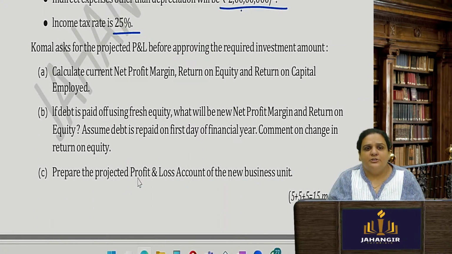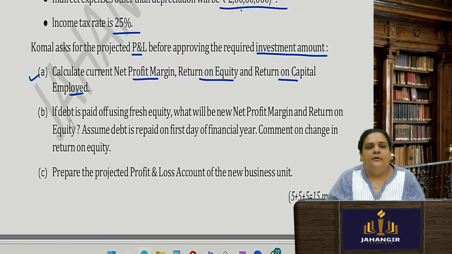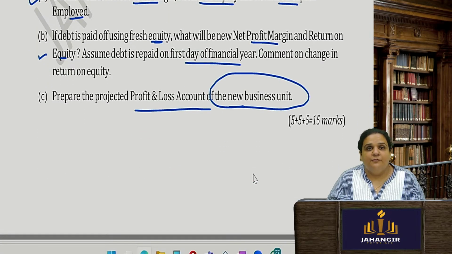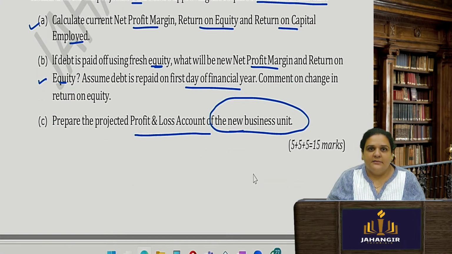Komal asked for the projected P&L before approving the required investment amount. First, calculate net profit margin, return on equity, return on capital employed. If debt is paid off using fresh equity, then what will be the new profit margin and return on equity? Assume debt is paid on the first day of the financial year, and then comment on the change in return on equity. Prepare projected profit and loss account of the new business unit. You see, this is for 15 marks. Compulsory question. So 15 marks here.